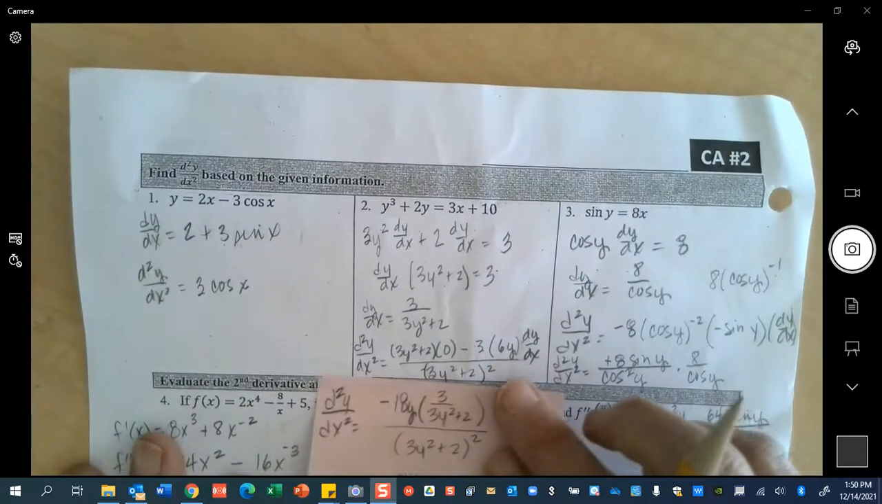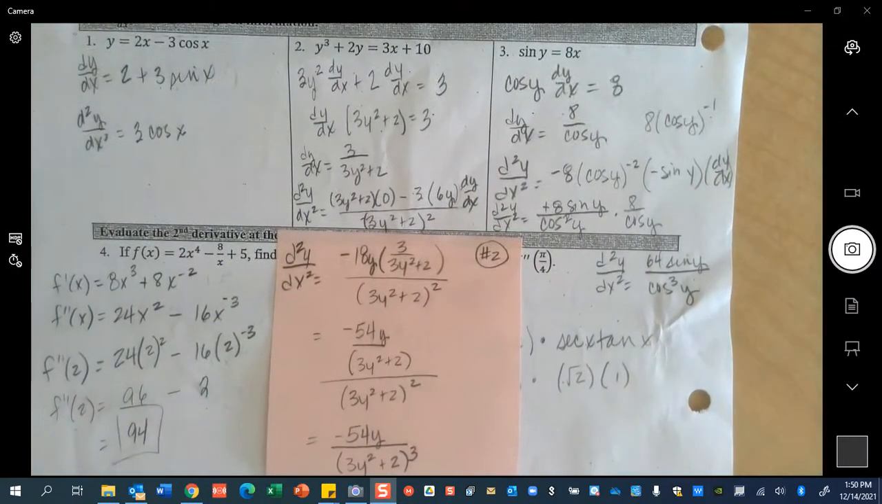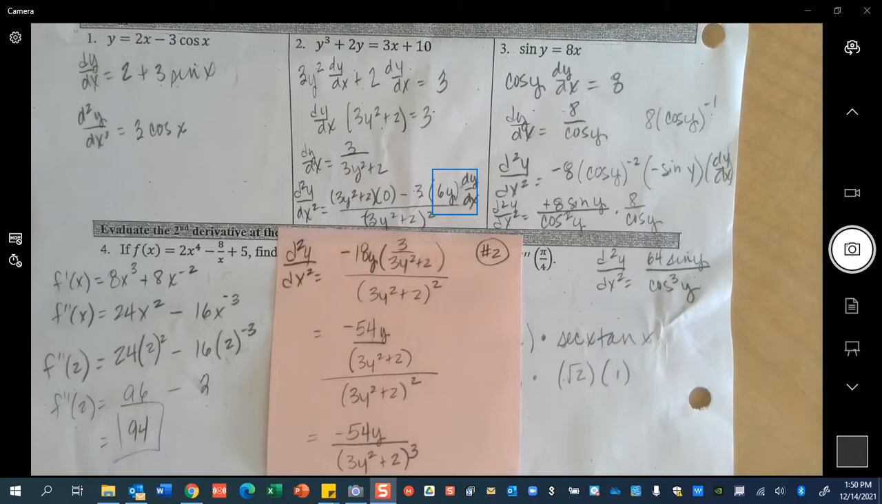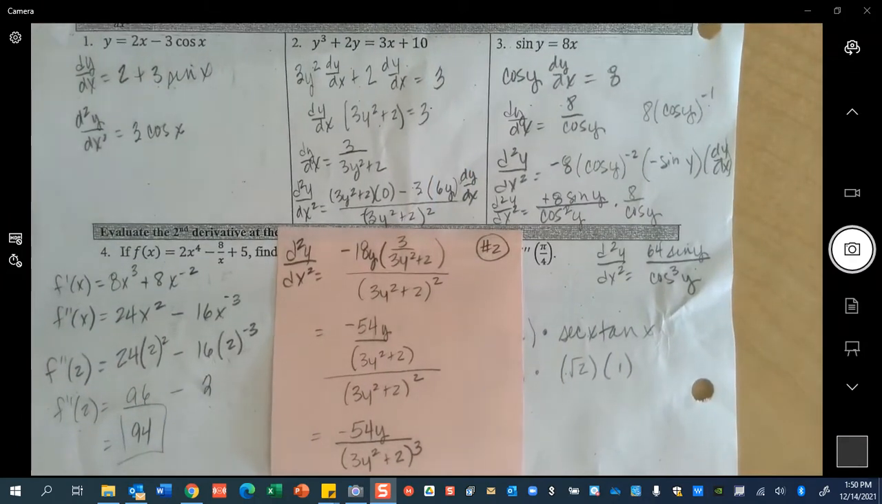Second one on the back page. I had to add my Post-it note to that one, Ricardo. So for that second one, 3 times y to the 1 less power dy dx plus 2 dy dx equals 3. So solving for dy dx in this one wasn't so bad.